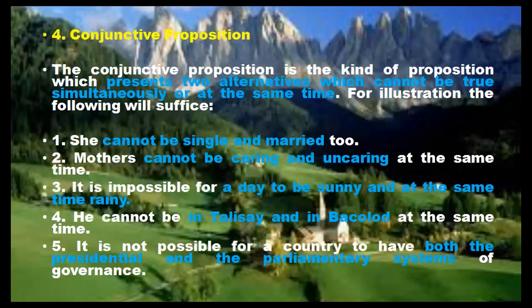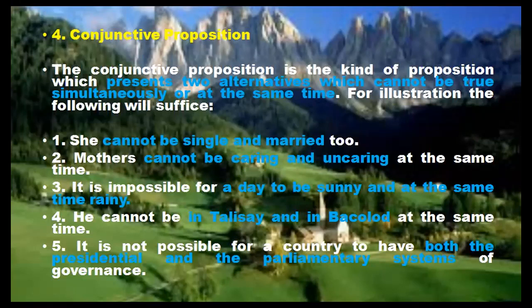And now the fourth is the conjunctive proposition. Conjunctive is the kind of proposition which presents two alternatives which cannot be true simultaneously at the same time, because they are opposed. She cannot be single and married. If you are single, you are not married. If you are married, you are not single.